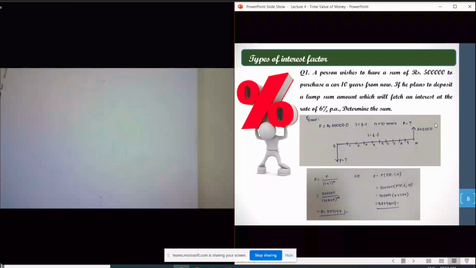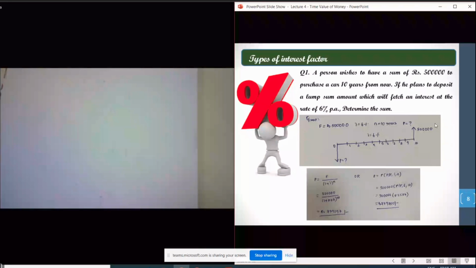Using the formula as well as the interest table, you will be getting 2,79,197. So substituting all the values, that is F, interest rate, n equal to 10, we will be getting 2,79,197 rupees. If you are using the compound interest table, you will be getting 2,79,200. So 3 rupees extra, but that is acceptable anyhow.